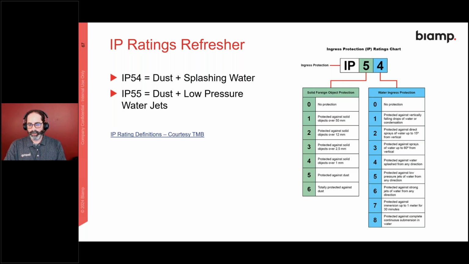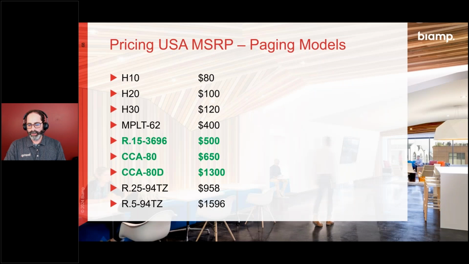So pricing, we saw a couple prices flash by earlier. Where do these fit into the lineup? R.15-3696 sitting just $100 list price USA over the MPL-T62. So you're moving from 2-way to 3-way for a 25% increase in price. That's fantastic.